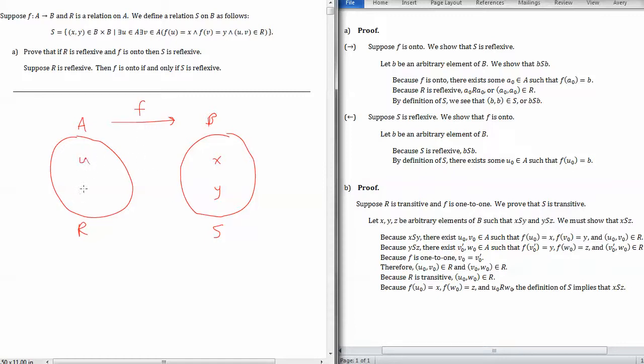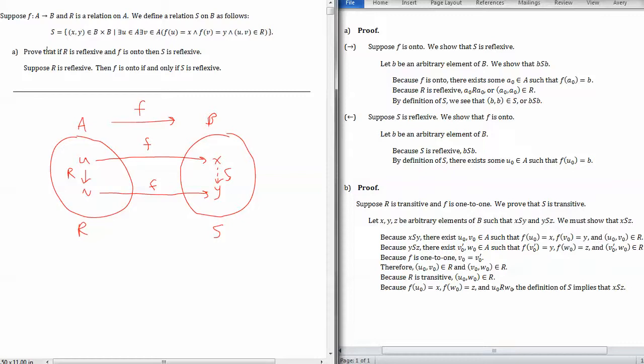u and v, such that these three things are true. f of u equals x, f of v equals y, and finally u and v are related by R. Oops, that arrow should go the other way, right? u is related to v. And if that's the case, then we get that x is going to be related to y by S. That's the definition of x, y being in S. Okay, so that's what S is.